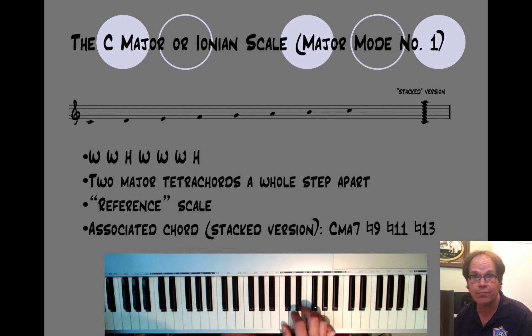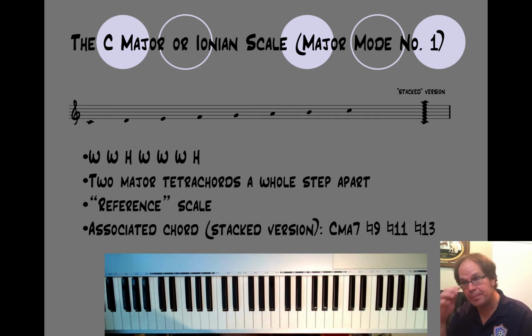So a tetrachord is like a 4-note fragment like this. And, for lack of a better term, I would call that a major tetrachord, right? It's like the first 4 notes of a major scale. Well, look at this. So the C major scale actually has 2 of those major tetrachords a whole step apart in the middle.